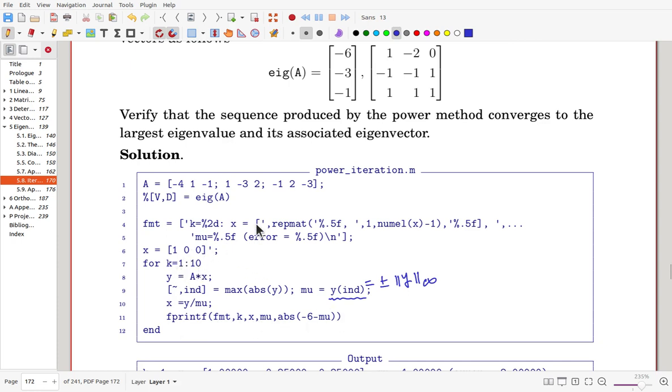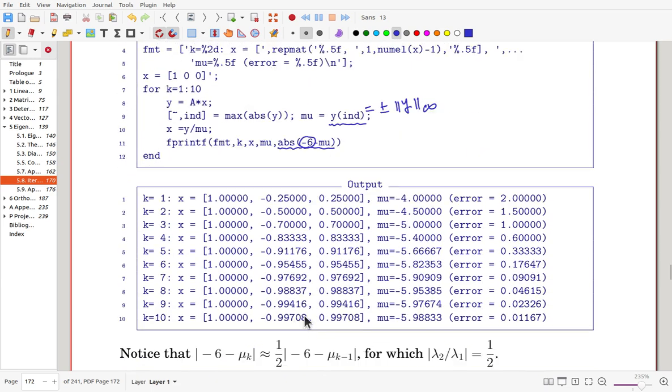So let's see what happened. And the last one is the difference between mu and minus 4. Minus 4 is the largest eigenvalue. Let's see the error. Okay, after one iteration, we have this vector. We start from 1, 0, 0, and we have that one. And at the moment, the mu is minus 4.